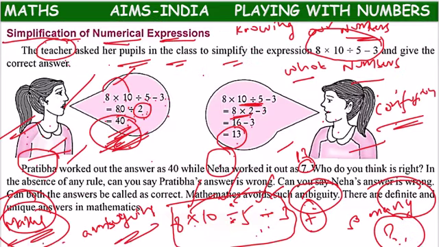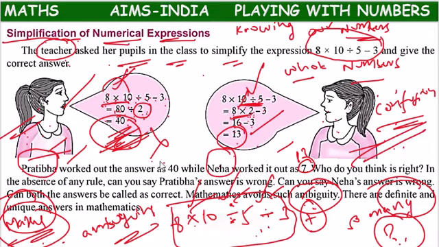So here, what has this girl, Pratibha, done? The first girl has done multiplication first. 8 10 times, 80. Division is there, but she has done multiplication first. So she is wrong. But what about Neha? 10 divided by 5, 2. She has got 2. Again, 8 2 times, 16. First division she has done, next multiplication, next subtraction. So this girl gave the right answer.